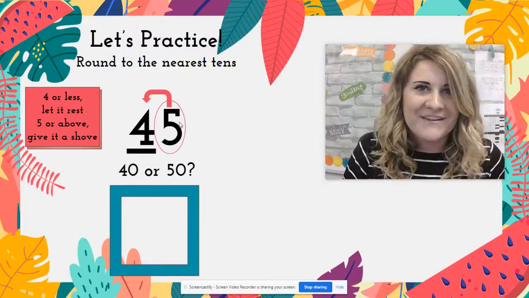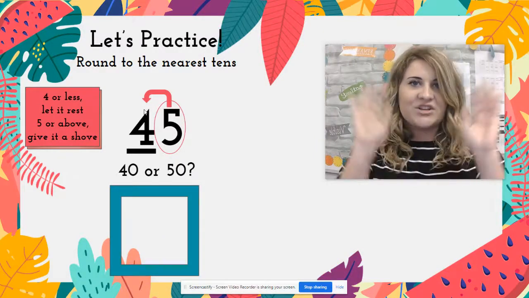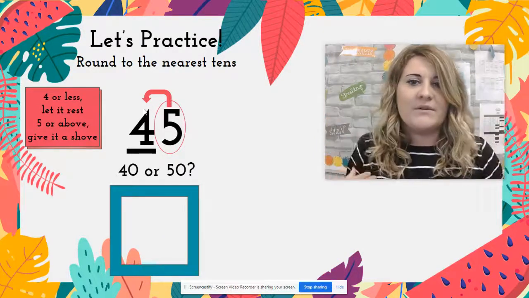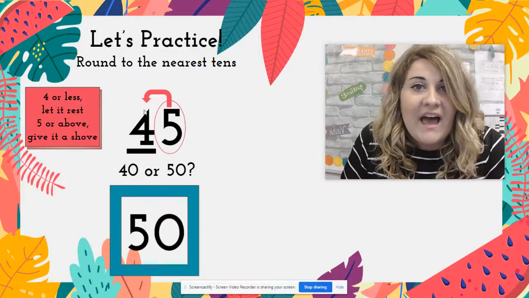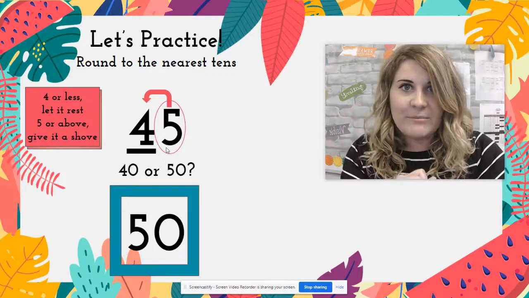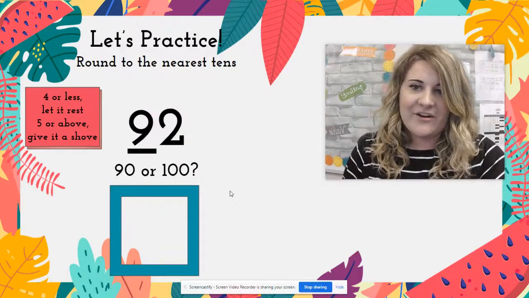It's 5 or above. So in that case, it tells the 4 to give it a shove. So we're going to shove that 4 up to a what? The 4 is going to become the next number up, which is a 5. And then this circled number becomes a 0: 50. Are you catching on? Let's try another one together.